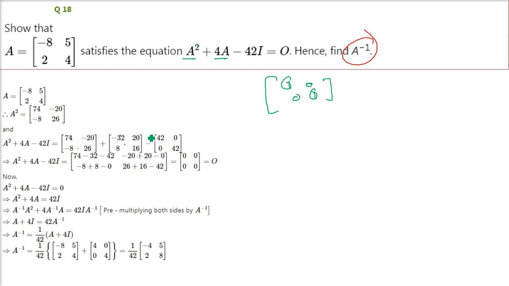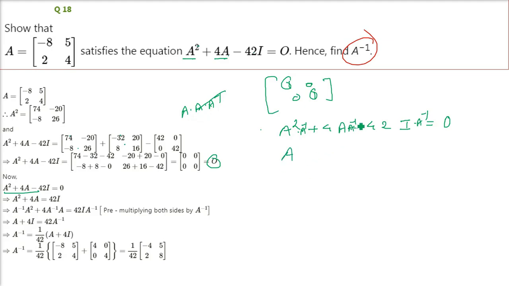So put this A squared, 4A, and minus 42I here, and that has to be equal to 0. Now after verification, A squared plus 4A minus 42I equals 0. And as I said, the identity element term has to be taken on one side. So just multiply all of this with A inverse. One of these will cancel, A dot A inverse, so I into A will be A only.